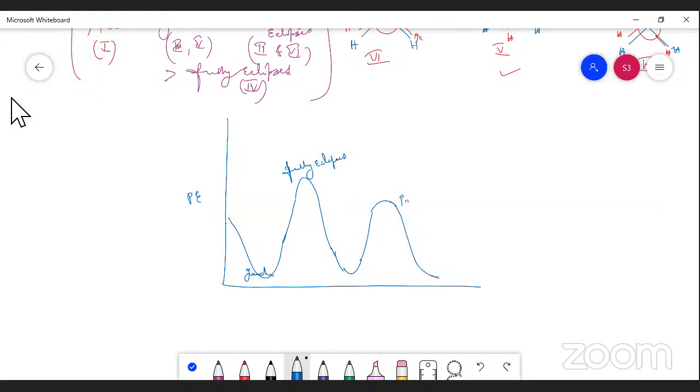partially eclipsed. So partially eclipsed, fully eclipsed, partially eclipsed, fully eclipsed. So here, the graph will be like this.